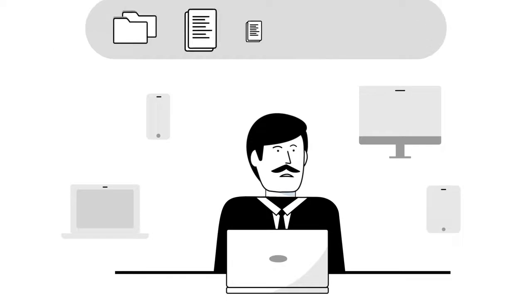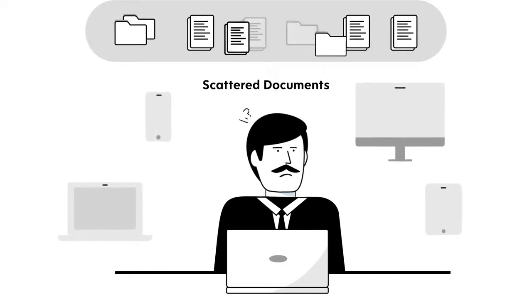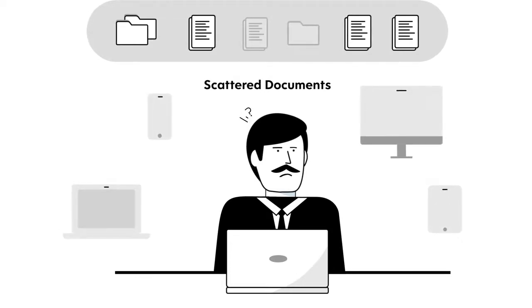His documents and information tend to be scattered across multiple email boxes, desktops, files, and folders, which makes him worried to land in a situation where he doesn't have the relevant document when required.